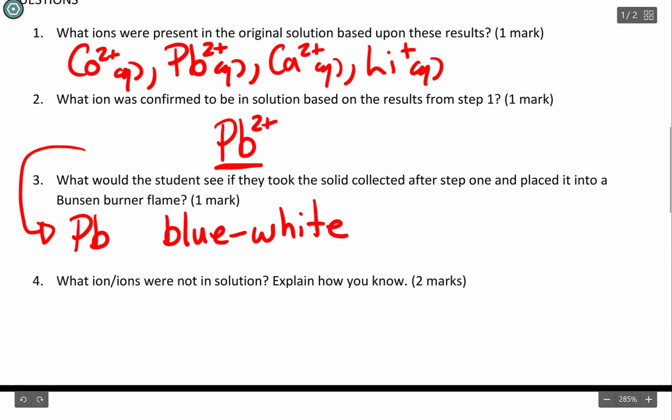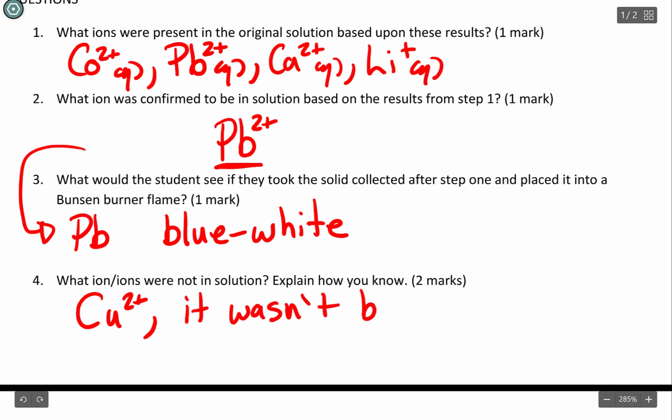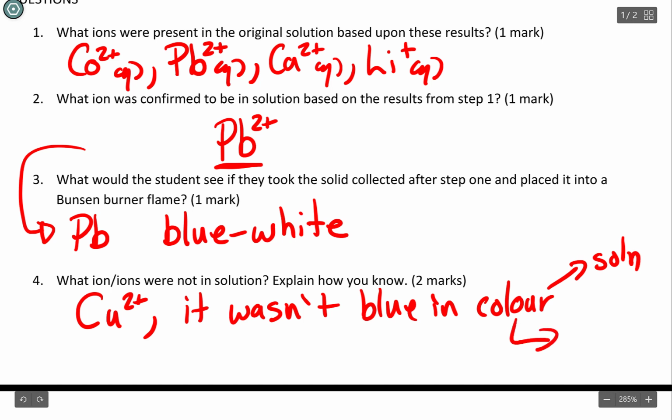Okay. And then it says what ion or ions were not in solution. Well, we know the copper 2 plus was not in solution because it wasn't blue in color. And when I say it wasn't blue in color, the solution wasn't, but we also never made a precipitate either. There was no precipitate that was blue. There was no solution color which was blue. So I know that copper 2 wasn't in there.